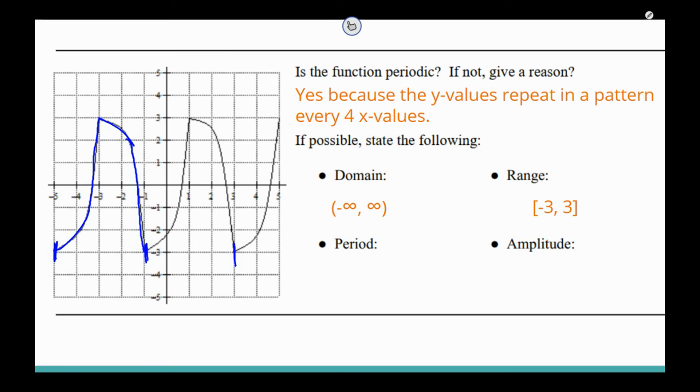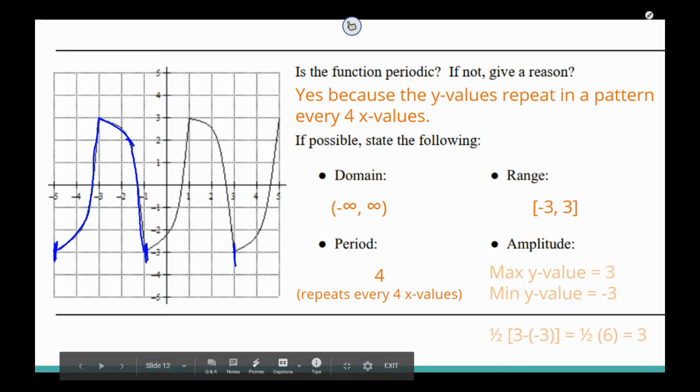We said that this repeats every how many x values? 4, so it has a period of 4. And then amplitude was half the distance between the minimum and the maximum y values, right? My minimum y value is -3. My maximum y value is +3. What's the distance between -3 and +3? 6, and half of that is 3. So I have an amplitude of 3.